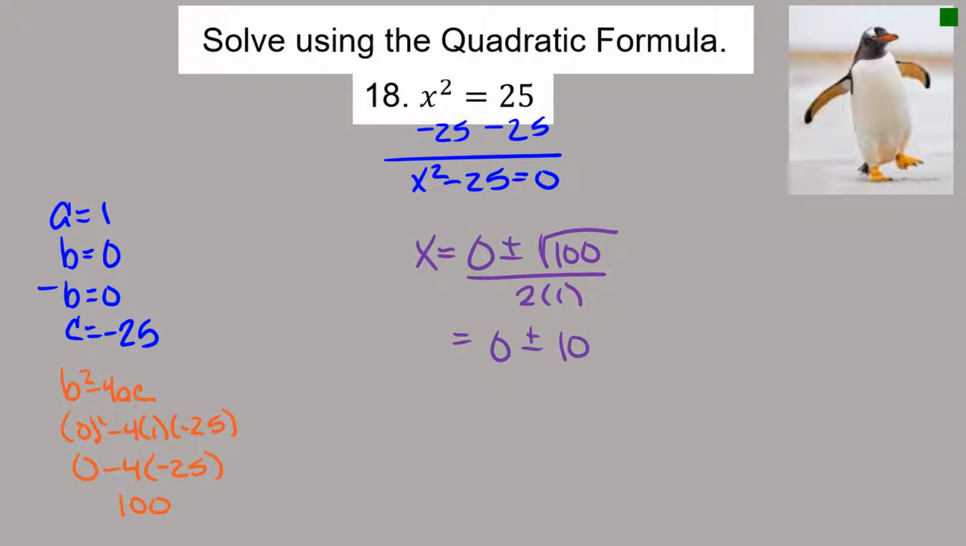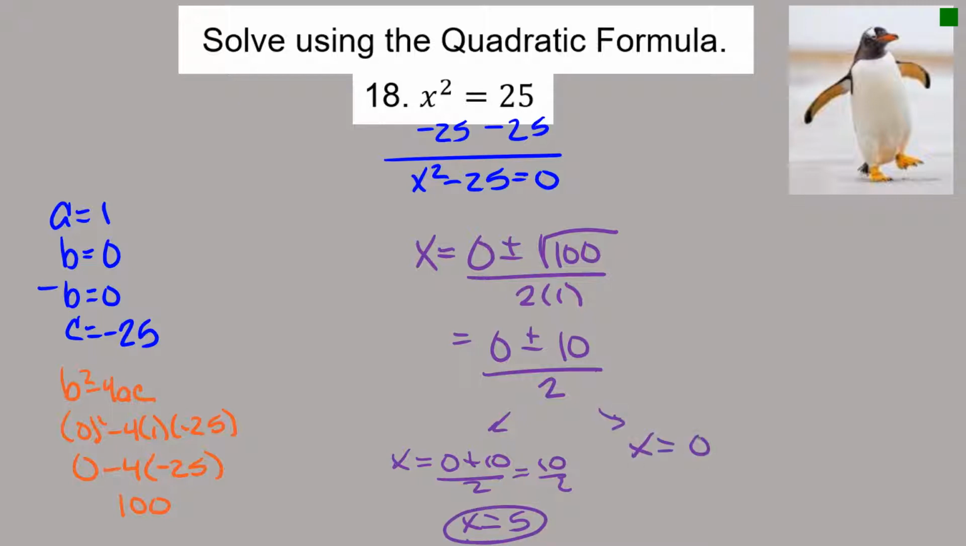Is there a square root of 100? It is 10. That's one of them you were supposed to memorize. So x is equal to 0 plus 10 over 2, which is positive 10 over 2. X is 5. X is going to equal 0 minus 10 over 2, which is negative 10 over 2, which is negative 5. Do they all come out that nice?